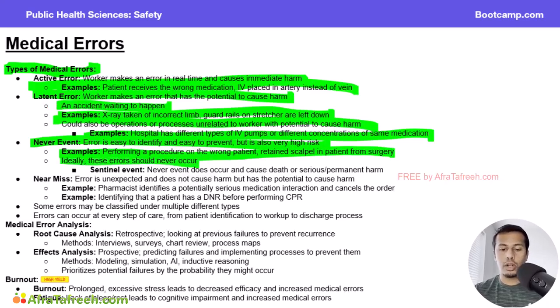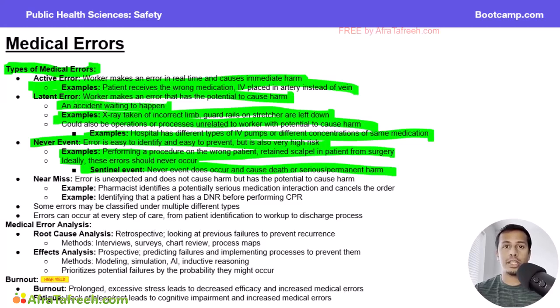But when they do occur, it's called a sentinel event. This is when a never event does occur and causes death or serious or permanent harm. Never events should never occur. When they do occur, it is called a sentinel event, and this is causing some serious harm. And this is something that's going to cause legal issues. It's going to need to undergo root cause analysis, which we're going to talk about in a little bit. So sentinel events are very, very bad.